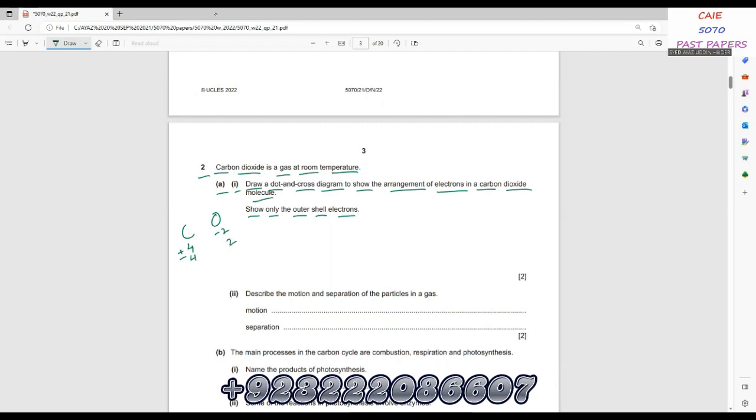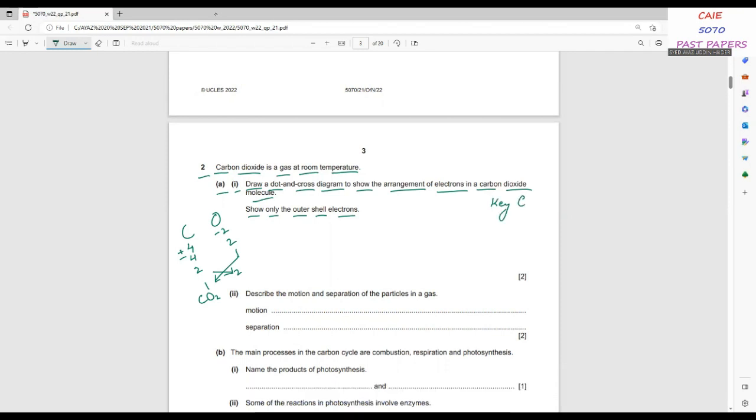Now these numbers will be simplified. Both will be divided by 2. And you will get 2 here, 1 here. These subscripts will be exchanged. And in the end, you will get the formula CO2. Now I'm showing the key on the right hand side. For carbon, I'm using dot. For oxygen, I'm using cross. There'll be one carbon atom and 2 oxygen atoms.